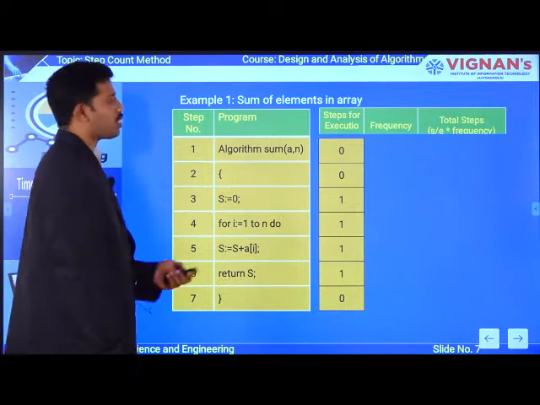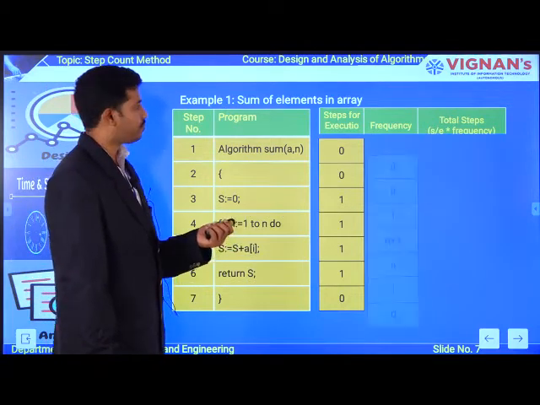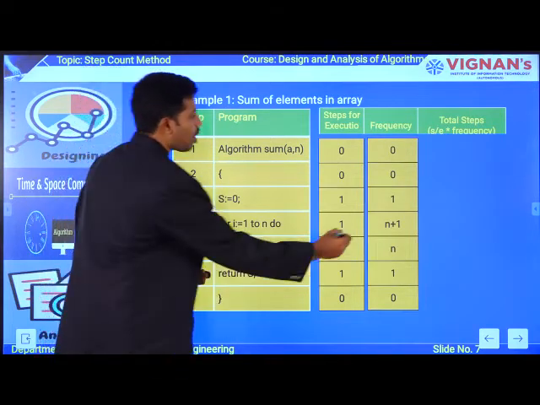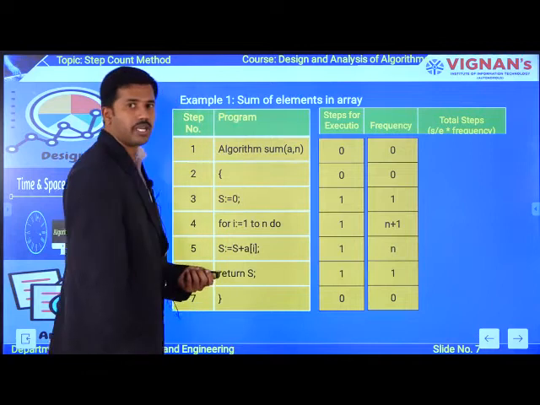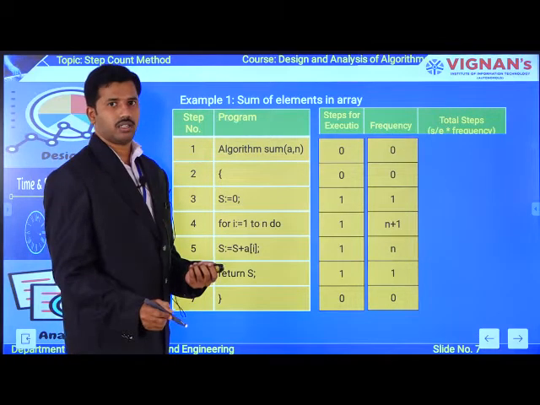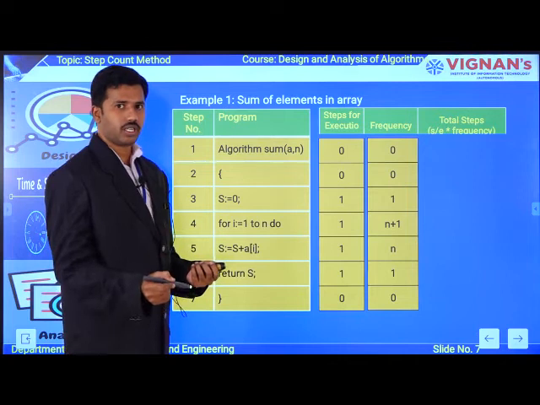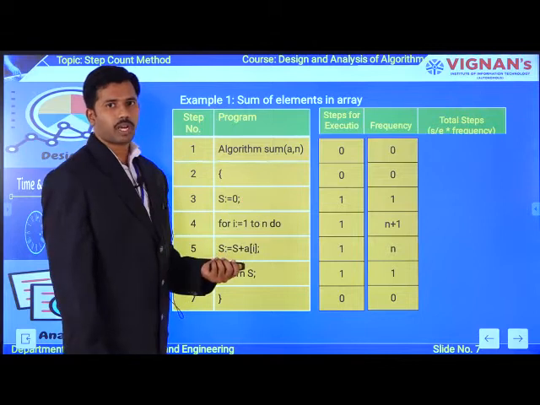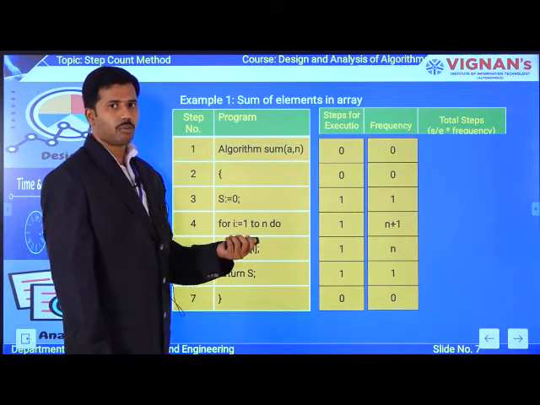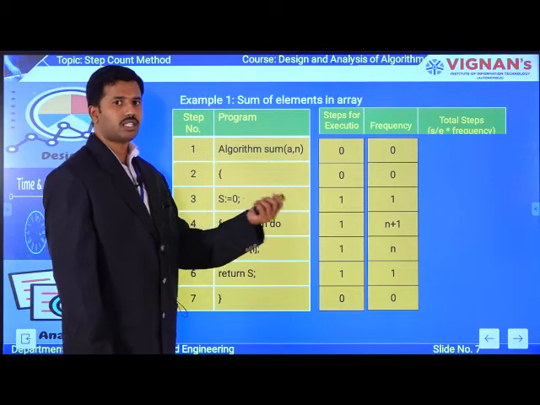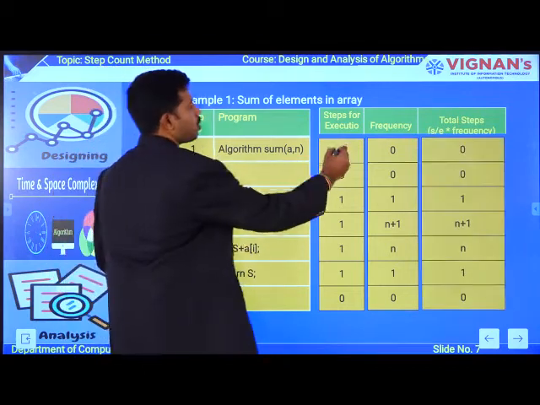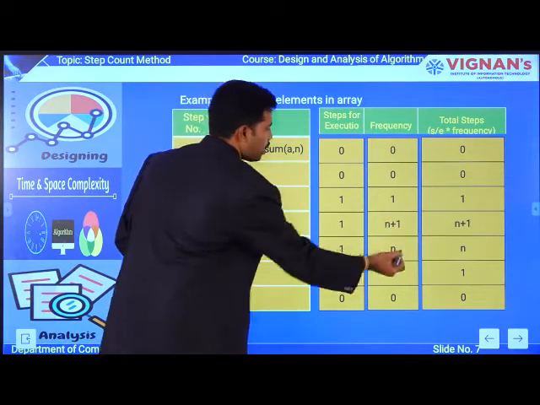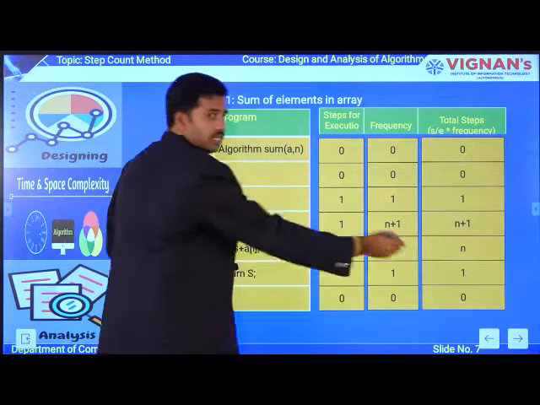Okay. Now we try to focus on how the second parameter is updating. The second parameter is updating like this. We concentrate on the frequency for the for loop being n plus 1, not n. N times the for loop is executing and one time you are doing an assignment operation. Now it is very easy to update the third parameter. Why? Because you apply multiplication on the first parameter and second parameter to get the total steps. So 0 into 0 is 0, 0 into 0 is 0, 1 into 1 is 1, 1 into n plus 1 is n plus 1, 1 into n is n, 1 into 1 is 1, 0 into 0 is 0.